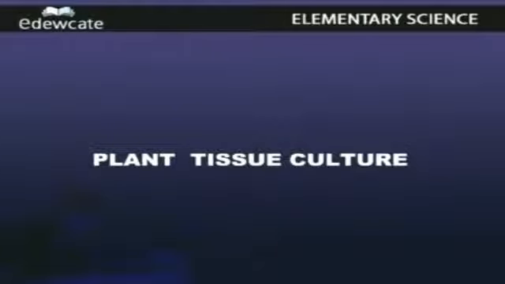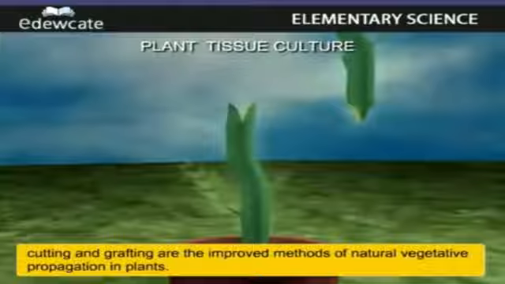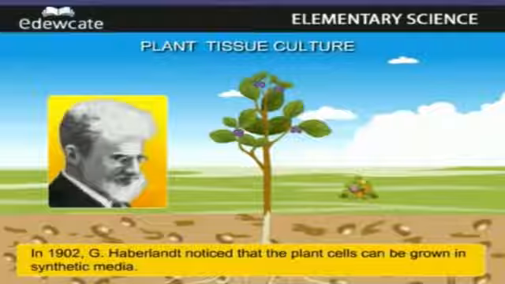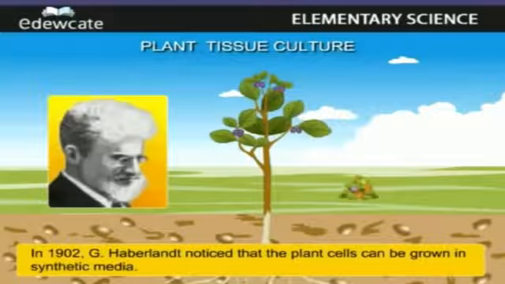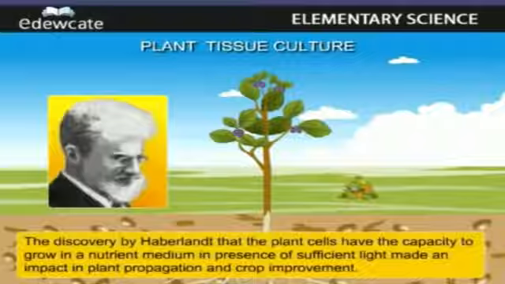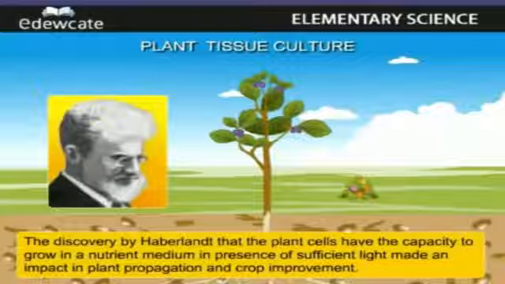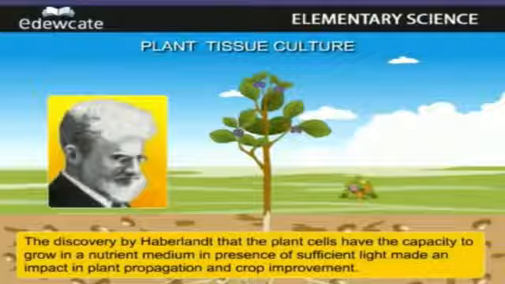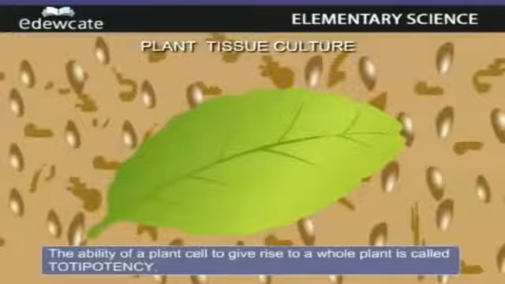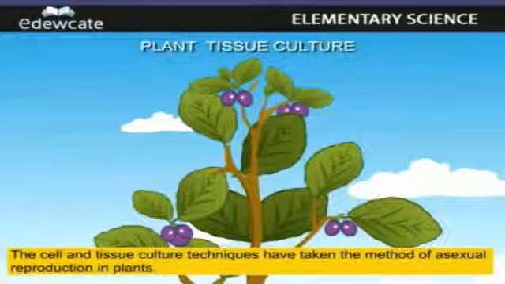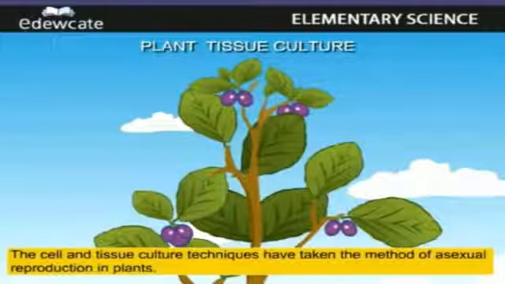Plant tissue culture. Cutting and grafting are the improved methods of natural vegetative propagation in plants. In 1902, G. Haberlandt noticed that plant cells can be grown in synthetic media. The discovery by Haberlandt that plant cells have the capacity to grow in a nutrient medium in the presence of sufficient light made an impact on plant propagation and crop improvement. The ability of a plant cell to give rise to a whole plant is called totipotency.